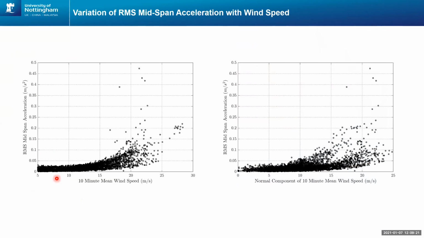As you'd expect, there is a variation of the response with the mean wind speed that's approximately second order. So these graphs show the root mean square of the mid-span acceleration plotted against the 10-minute mean wind speed, and you can see the approximate second order trend in the buffeting response. The second graph shows the normal component of the wind speed, and the points I just want to highlight are these points here, where we seem to be getting very much larger response than the background buffeting behavior of the bridge.